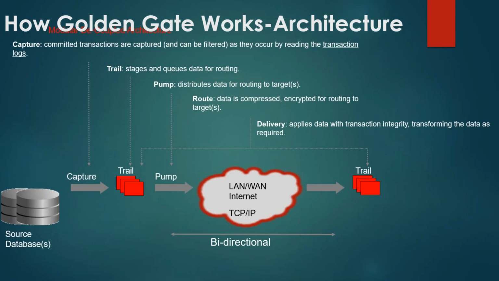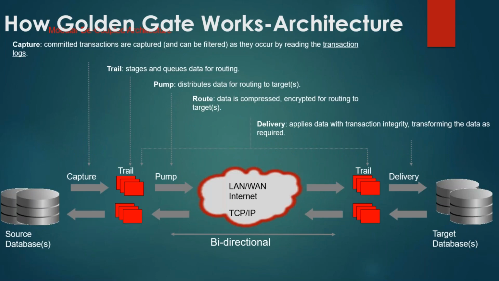So there are two types of trail files. One is local trail and the second is remote trail. The first is local trail, which resides on the local machine, and the second is remote trail, which resides on the remote machine. So the capture process captures the data and writes to local trail. The pump process sends the data over the TCP/IP network and writes it to remote trail. Once the data becomes available in the remote trail, the Goldengate delivery or Replicat process applies that data to the target database and your application is up and running.